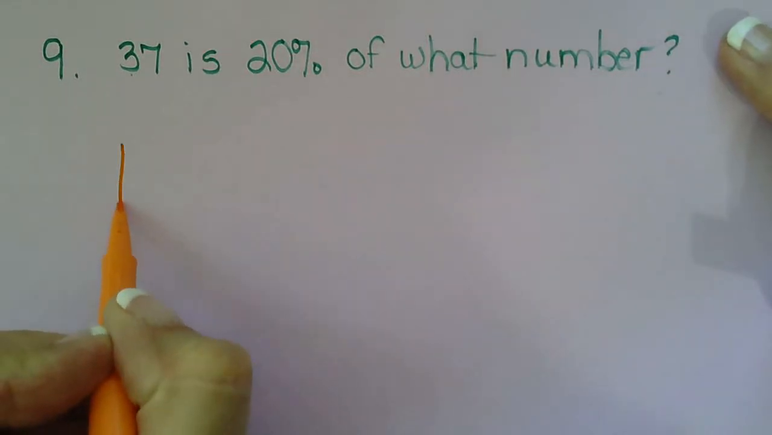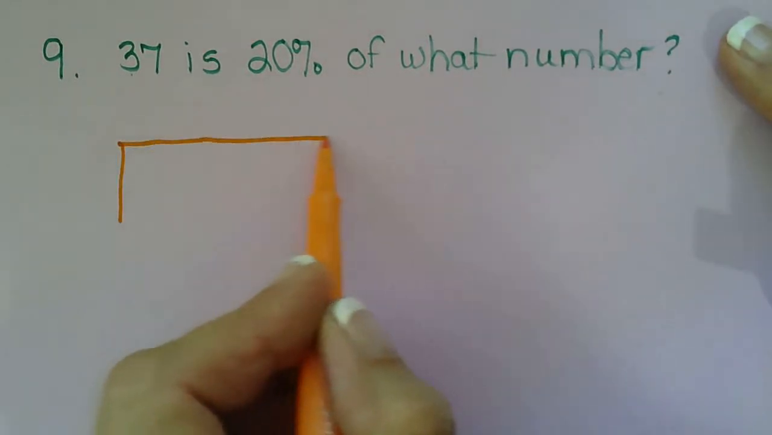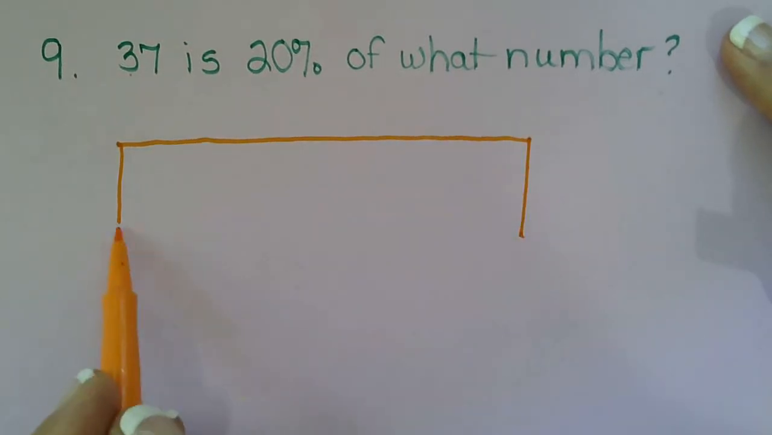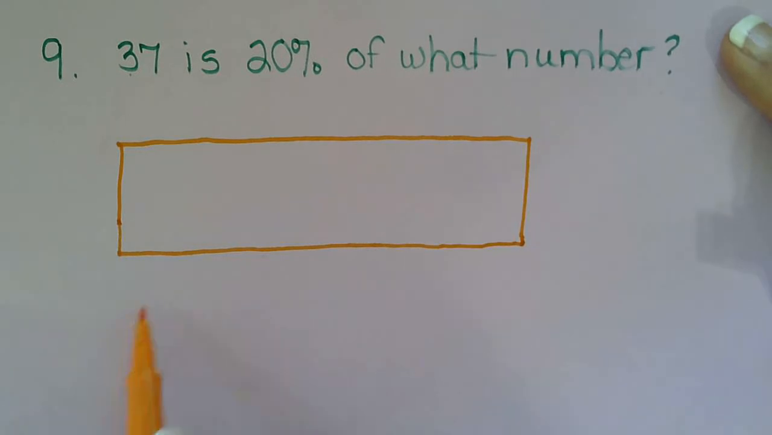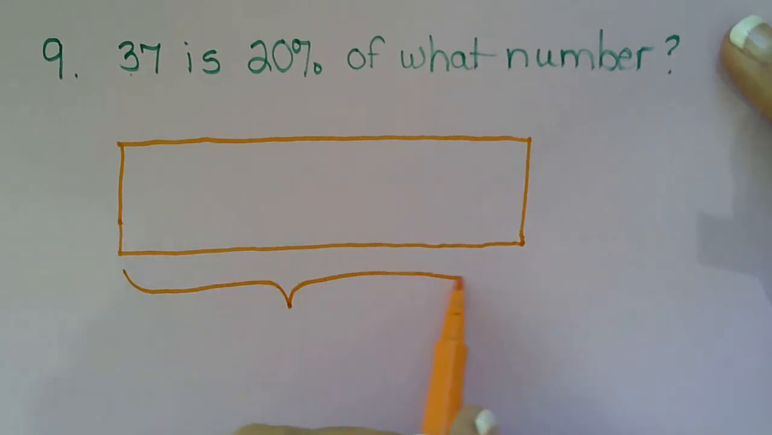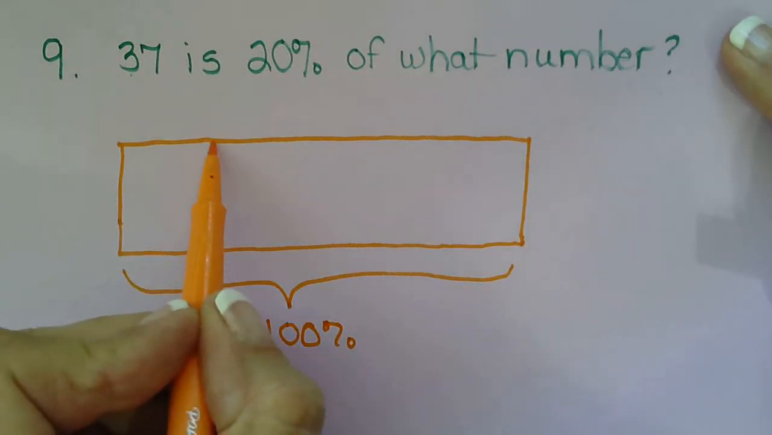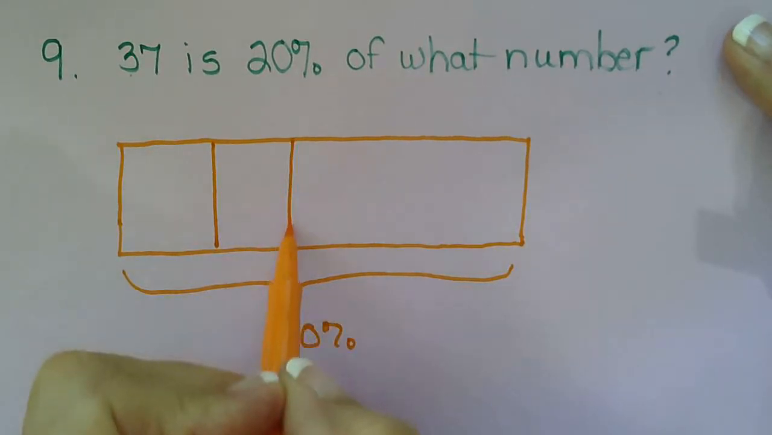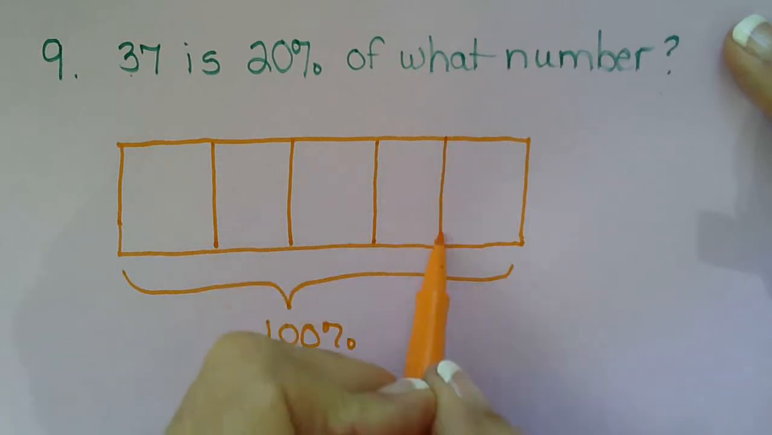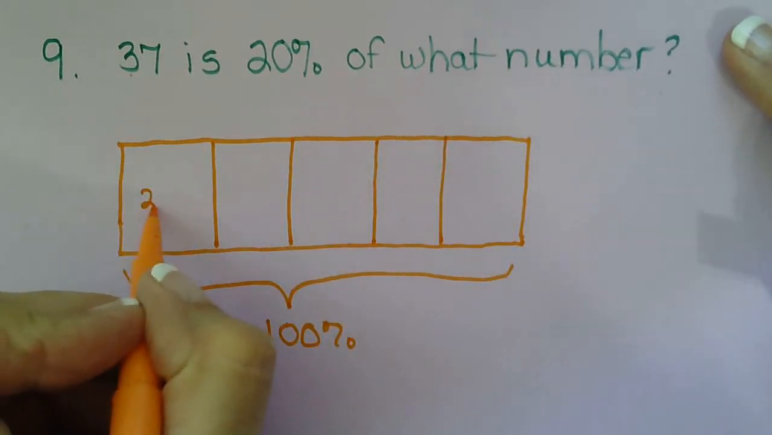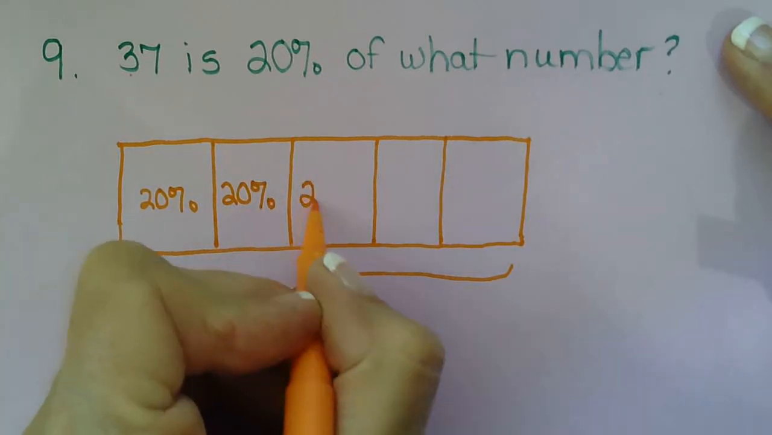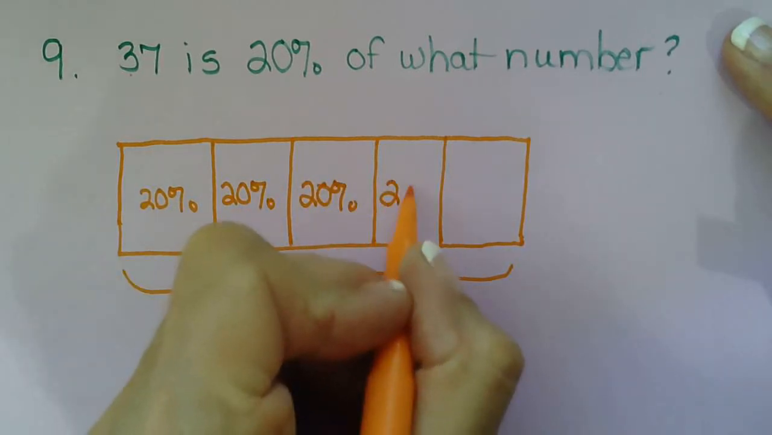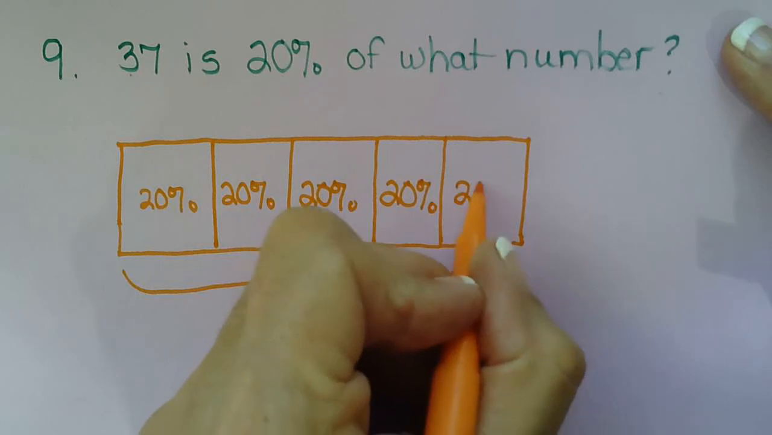So 37 is 20% of what number? So this minute I see 20%, I go, oh, 20 goes into 100 5 times. So I can take this 100% bar and divide it into 5 20%, 20, 40, 60, 80, 100. So this is 20%, this is 20%, this is 20%, this is 20, and this is 20.